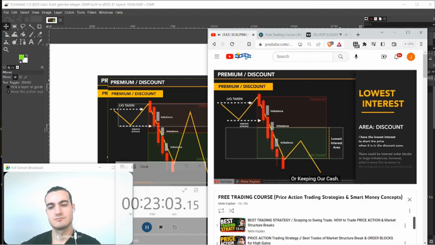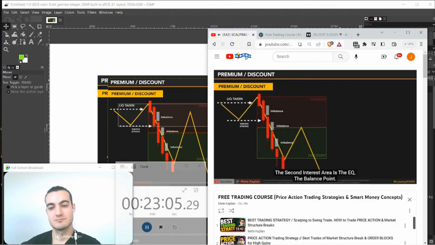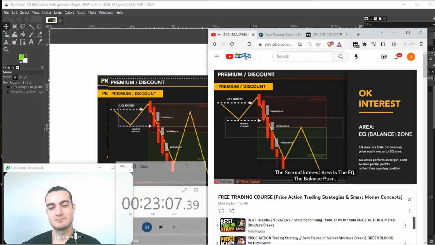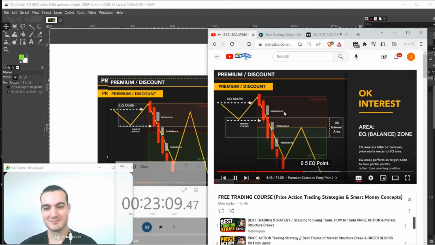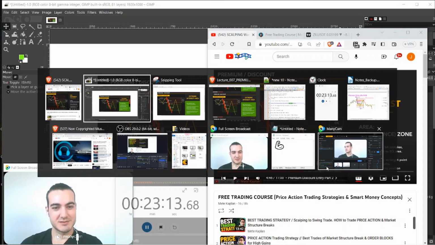In ICT, shorting from the discount zone is dangerous. The second interest area is the equal balance, where price reacts many times to 0.5 equilibrium. Shorting from the discount zone is dangerous.